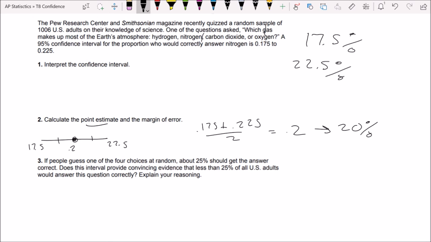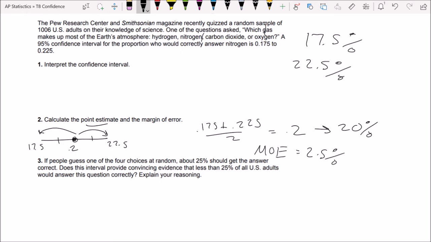So 0.2. And the margin of error, that's this distance out here and that distance out there. So how far is that? We can probably tell by just looking on this one. Okay, that's 2. So MOE is what I'm going to call margin of error. The margin of error, if we think about it in percentage, it's 2.5%.